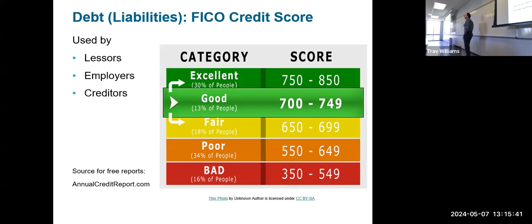Well, here's another scenario. What if you've got somebody that's got an excellent credit score, but they're a con artist? Is that possible?